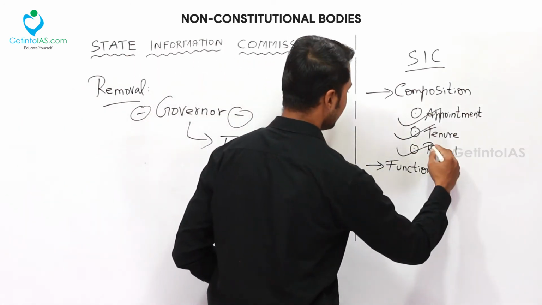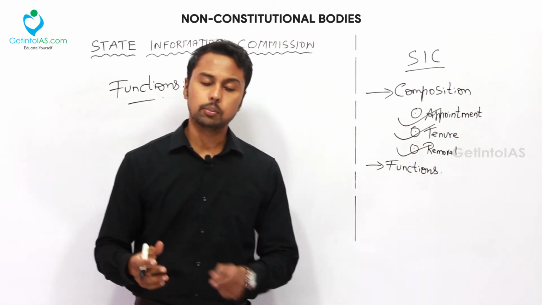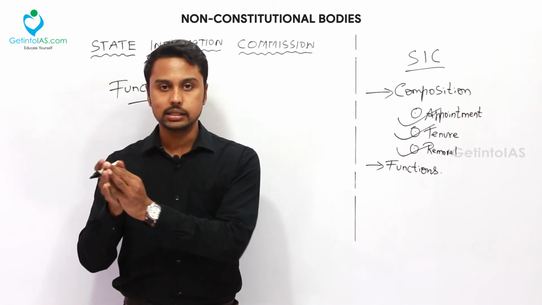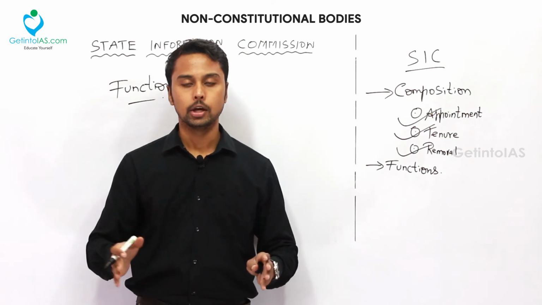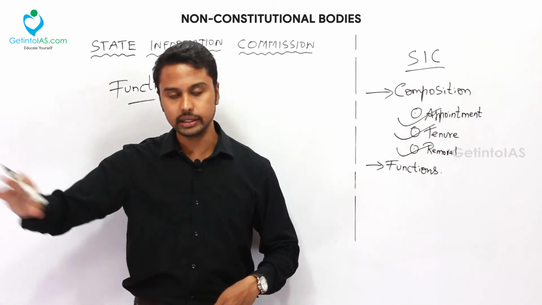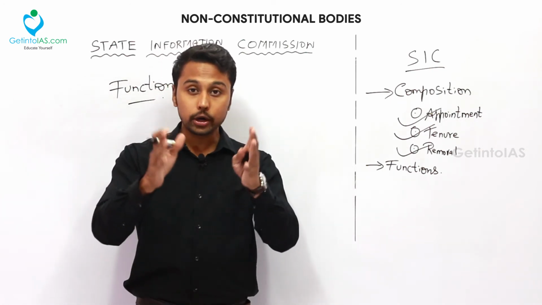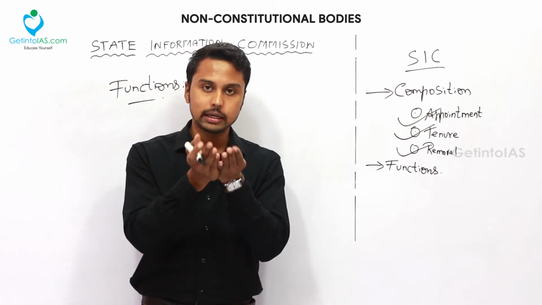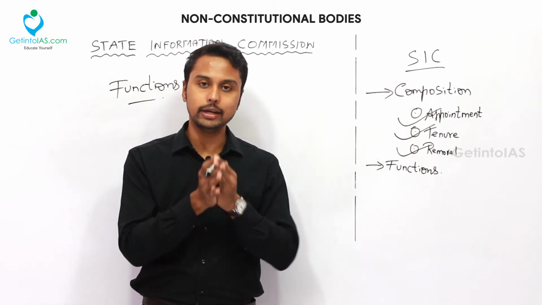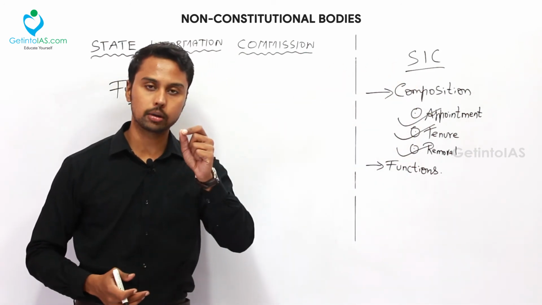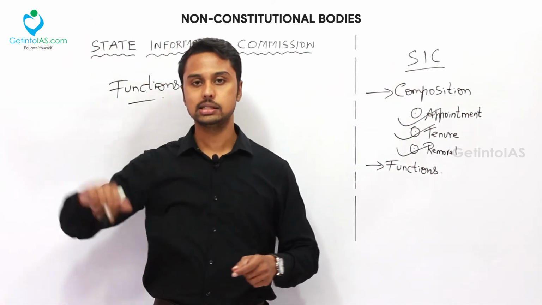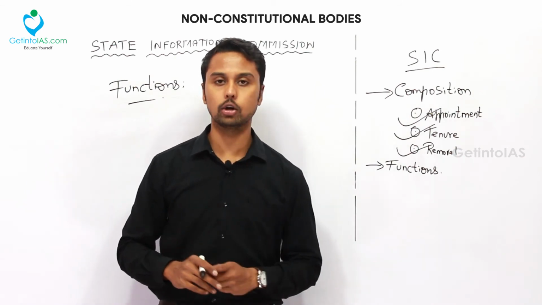Now we will study about the functions. The functions of the CIC, Central Information Commission, and State Information Commission are similar. The only difference is that one is for the whole country, and this is with respect to that corresponding state only. If there is any RTI relating to panchayat or municipality, it also comes under the SIC only. That is also an important point. Union territory comes under the CIC. That clarification you should keep in mind always.